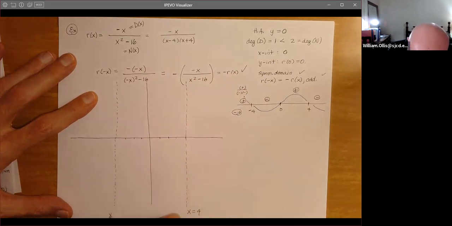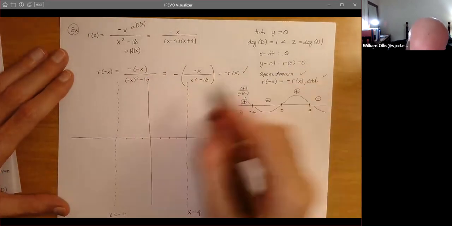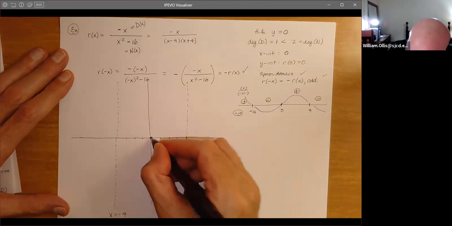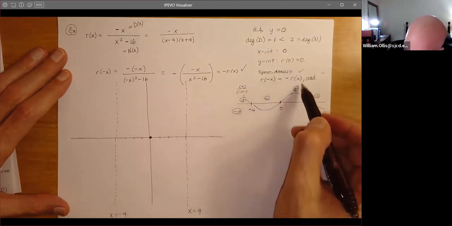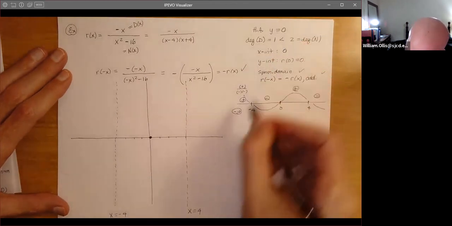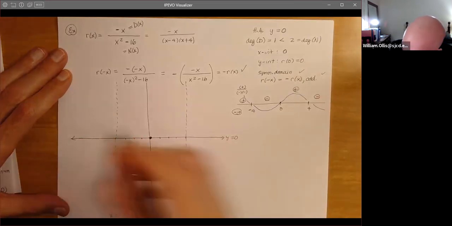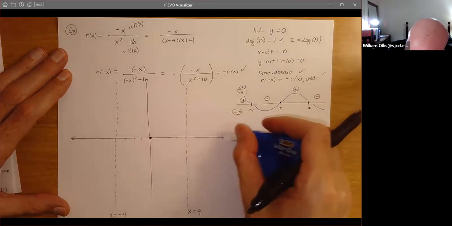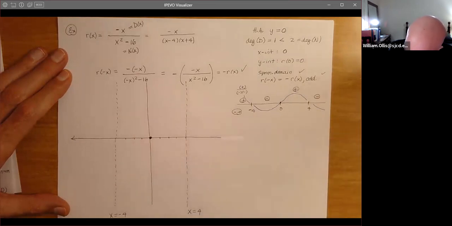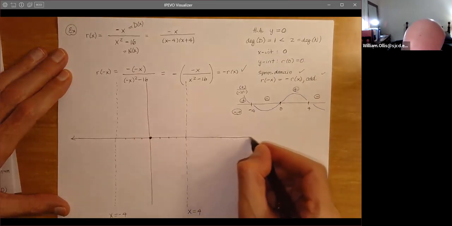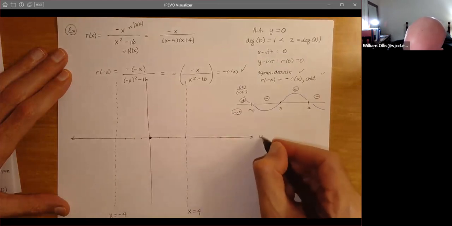So we have x equals negative 4. And now, of course, we have the x-intercept 0, and the y-intercept is the same. And of course, the horizontal asymptote is y equals 0. So we've got all this nice stuff here. So just to give a little bit more room here to draw the graph, let's just go ahead and extend that a little bit. So we have y equals 0.